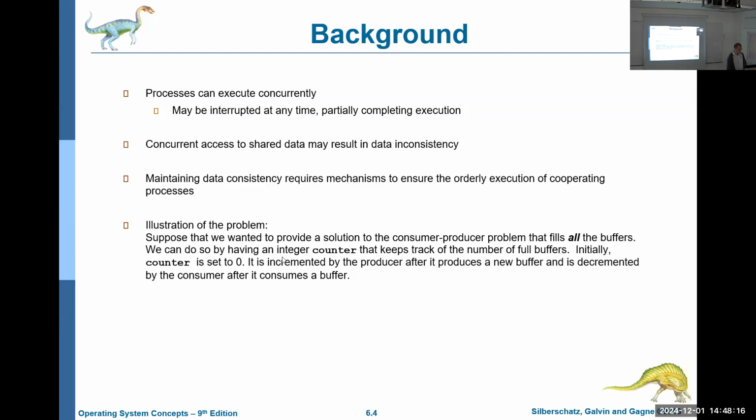Here I have an example. Suppose that we wanted to provide a solution to the consumer-producer problem that we already talked about that fills all the buffers. We can do so by having an integer counter that keeps track of the number of full buffers. Initially, the counter is set to 0, and it is incremented by the producer after it produces a new buffer, and decremented by the consumer after it consumes the buffer.